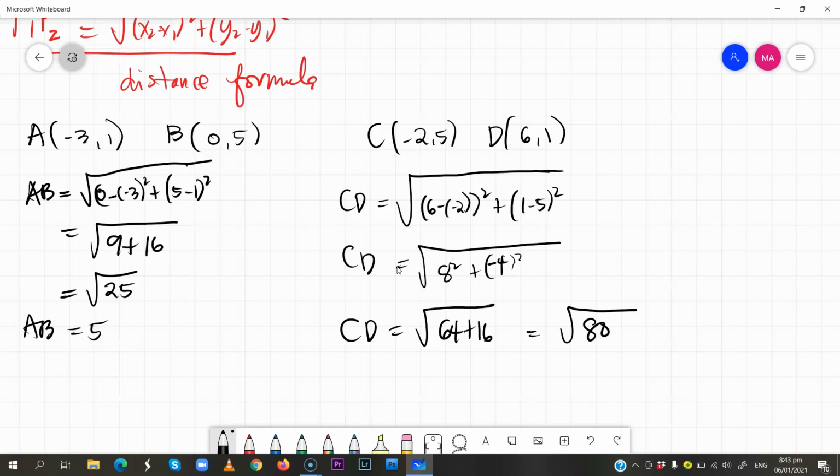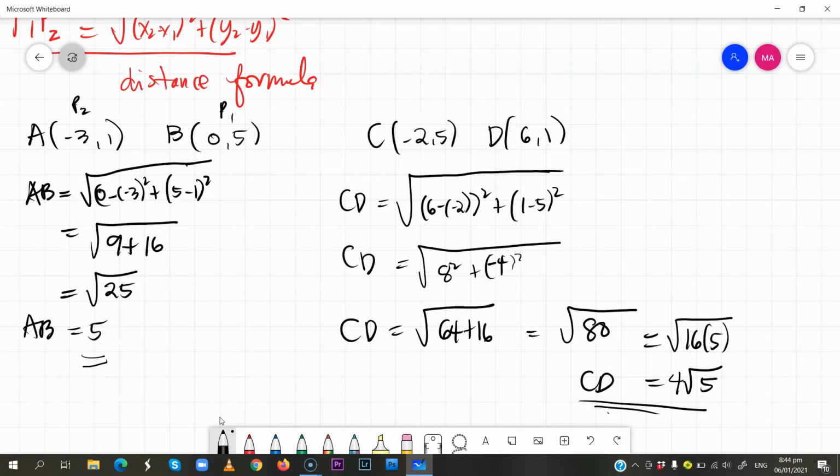80 is not a perfect square, so it's fine. 80 could be equal to 16 times 5. 16 is a perfect square with a square root which is 4. 5 is no longer a perfect square. Sorry, not AB, but CD. Okay, regardless of which point is our point 1 and which is our point 2, or the other way around, we will still arrive at the same answer because it talks about distance.